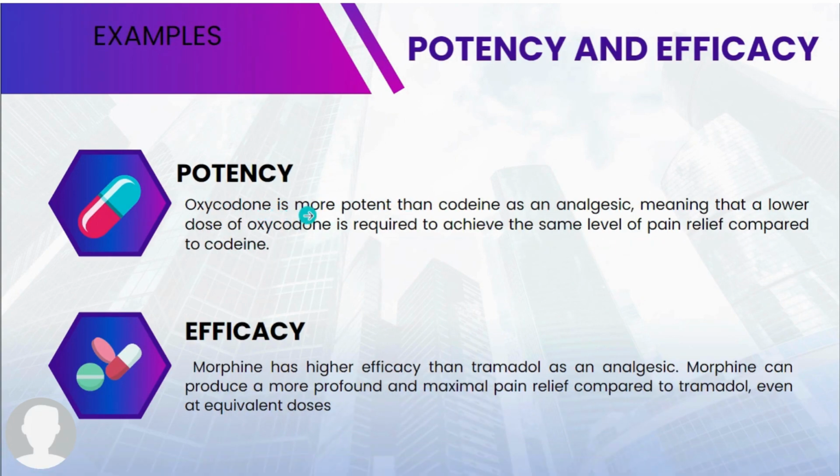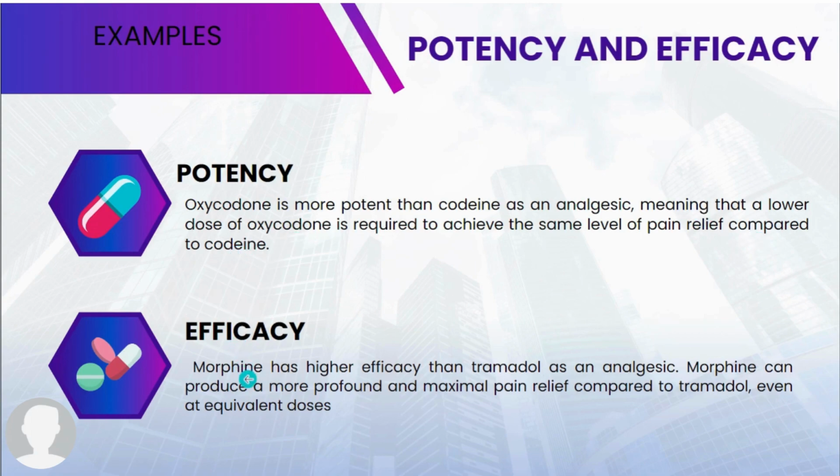Examples. Oxycodone is more potent than codeine as an analgesic. Both are analgesics, but oxycodone will require less concentration, while codeine will require more concentration to achieve a desired effect. Meaning that a lower dose of oxycodone is required to achieve the same level of pain relief compared to codeine.